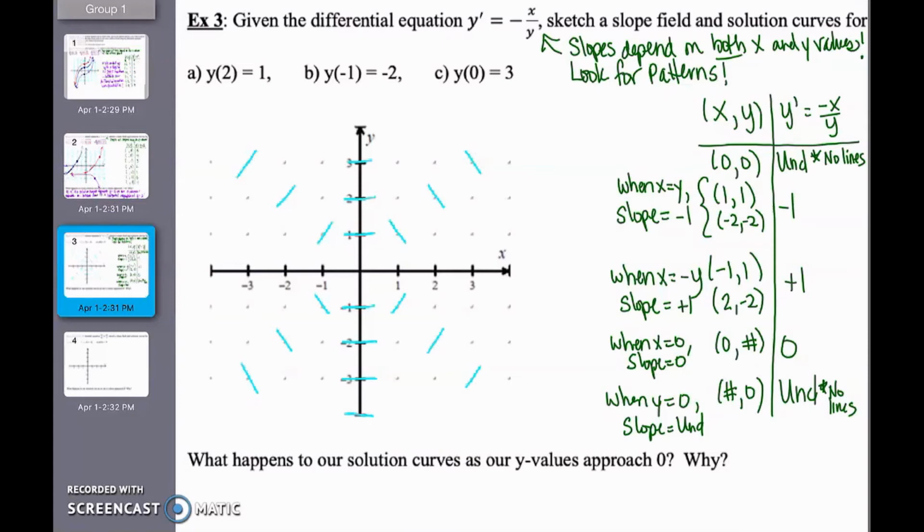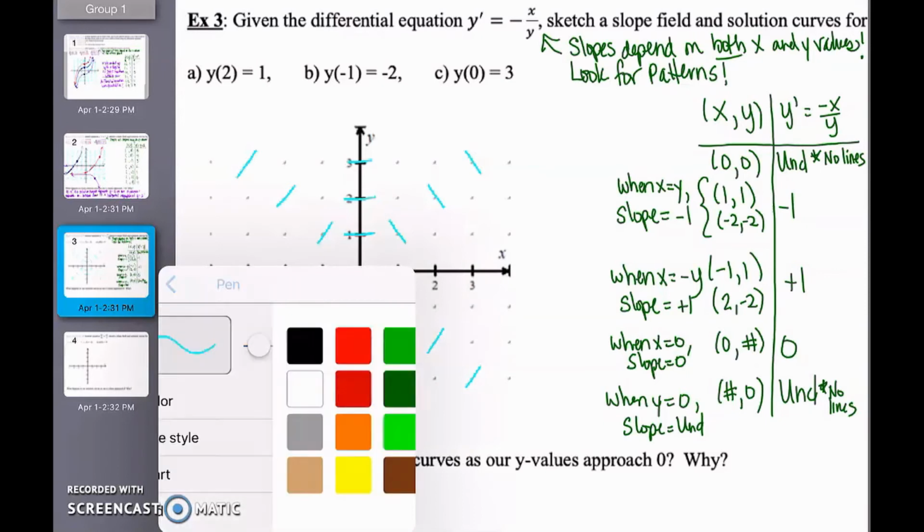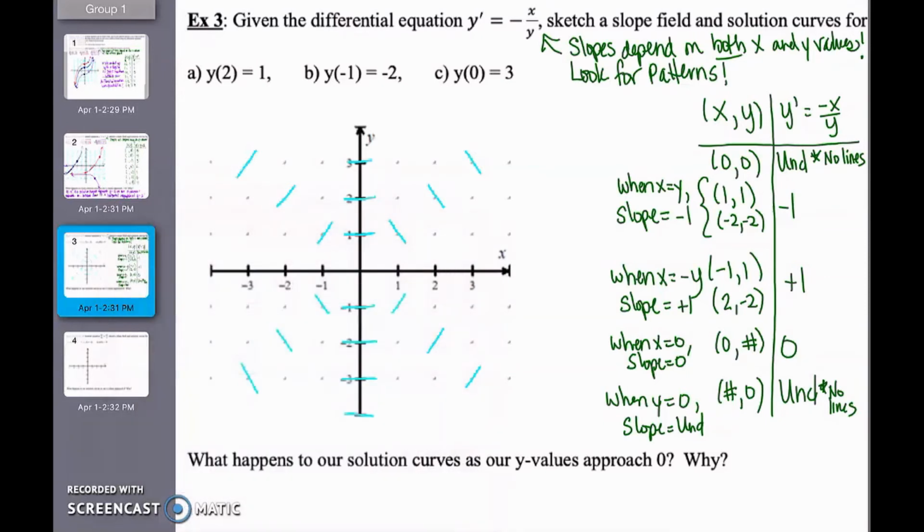Okay, so that's kind of the best we can do as far as trying to look for patterns in our slopes. And now it comes down to a little bit more tedious work. We just have to start plugging in ordered pairs and try to see what's happening here. So for example, what if I plug in the ordered pair x is 2, y is 1? I would end up with -2 over 1, which is going to be a slope kind of like that. What about if x is 3, y is 1? Well, then I end up with -3 over 1, so a little bit more steep.